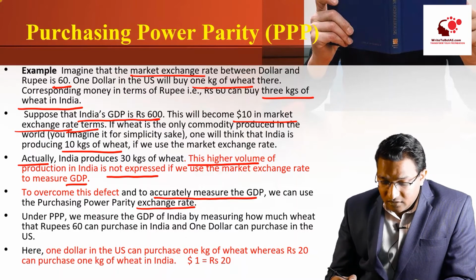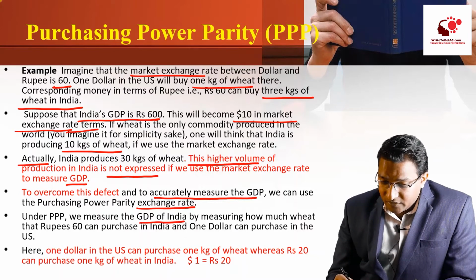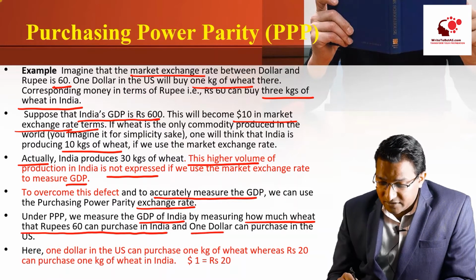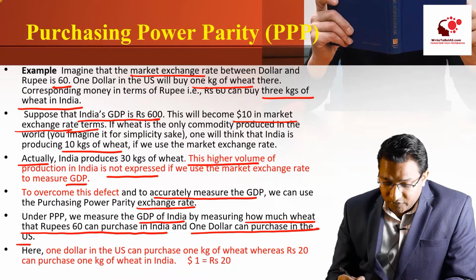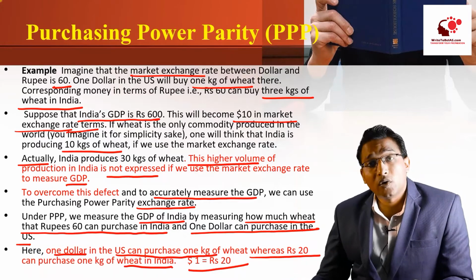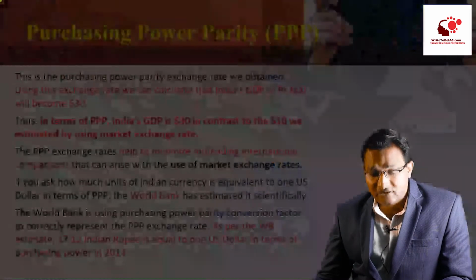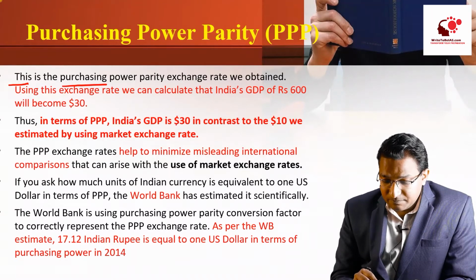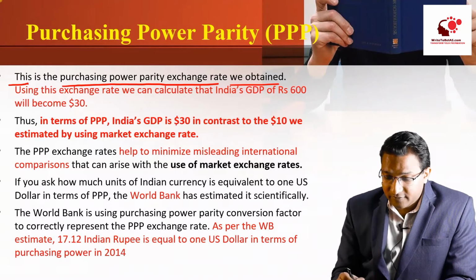Under PPP, we measure the GDP of India by measuring how much wheat that rupee 60 can purchase in India and $1 can purchase in the USA. Here, $1 in the USA can purchase 1 kilogram of wheat, whereas rupees 20 can purchase 1 kilogram of wheat in India. That is $1 is equal to 20 rupees. This is the PPP based exchange rate. This is the purchasing power parity exchange rate we obtained.